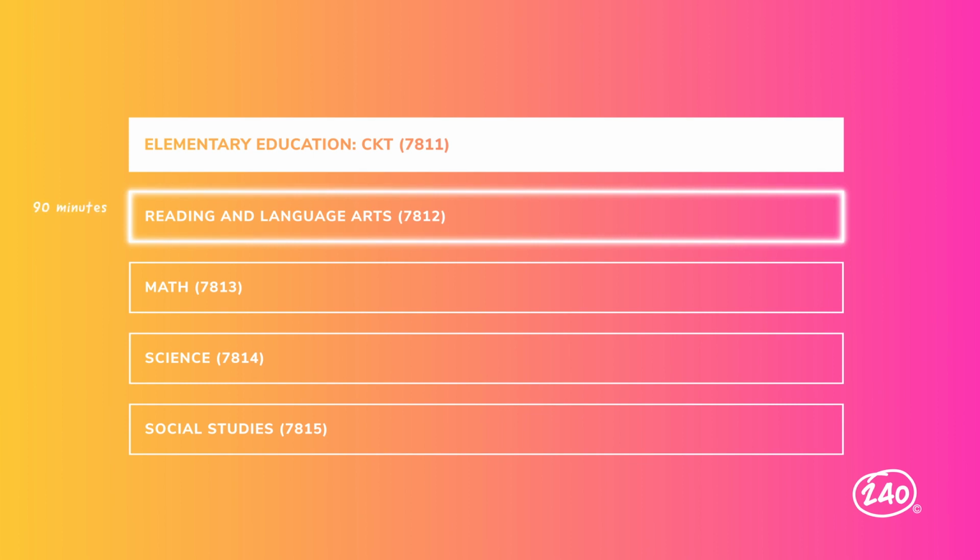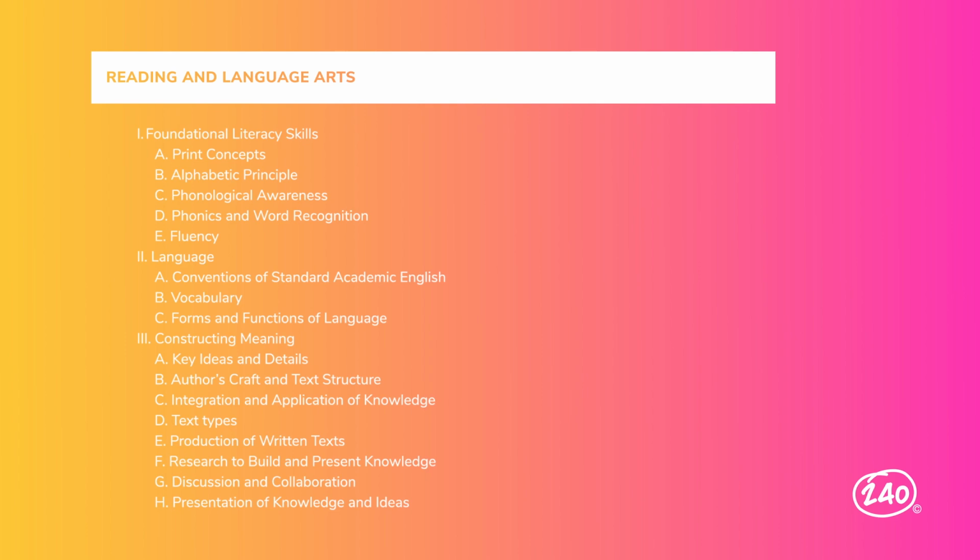You'll have 90 minutes to answer 63 selected response questions. The content standards are broken up into 3 categories: foundational literacy skills, language, and constructing meaning. And each category has a list of topics that you'll need to know. Here's what that list looks like for ELA. You can either spend time digging in to figure out exactly what is in each of these topics, or you can just use our study guide, where we've done all the digging for you.